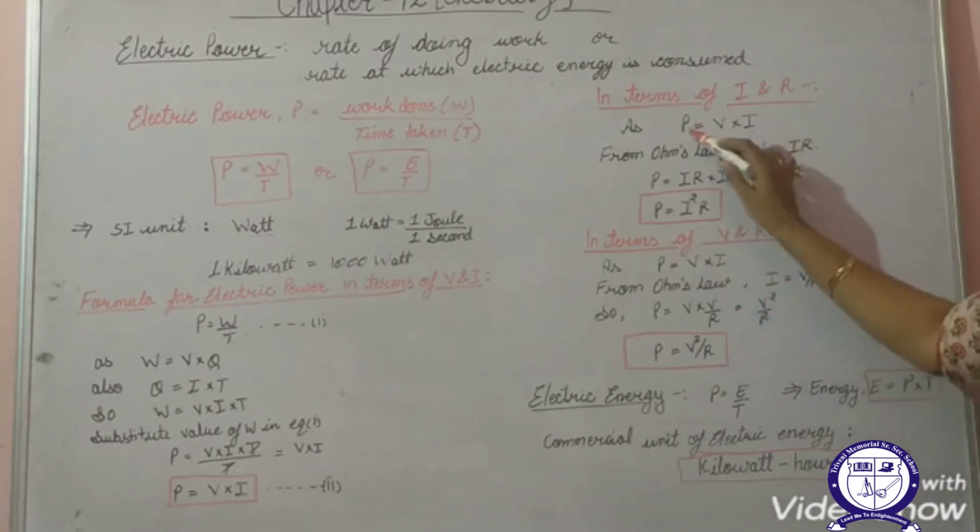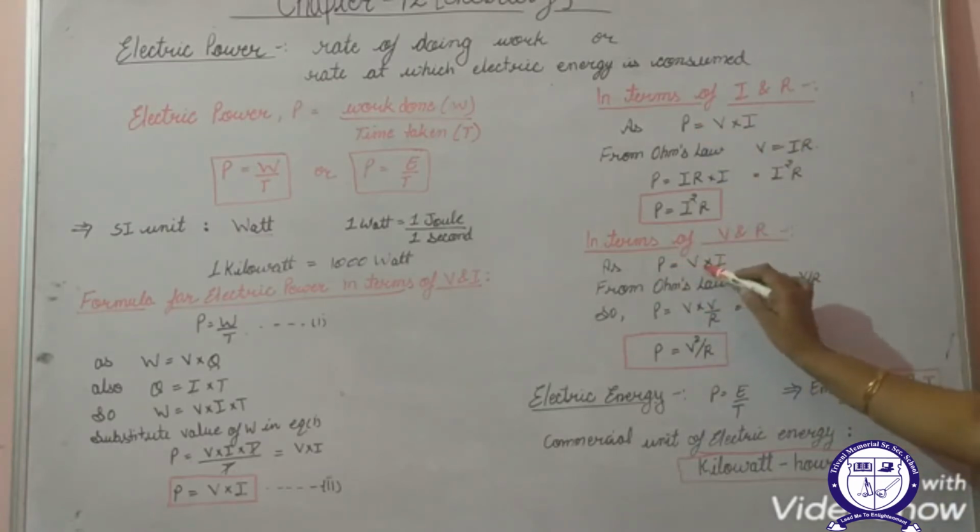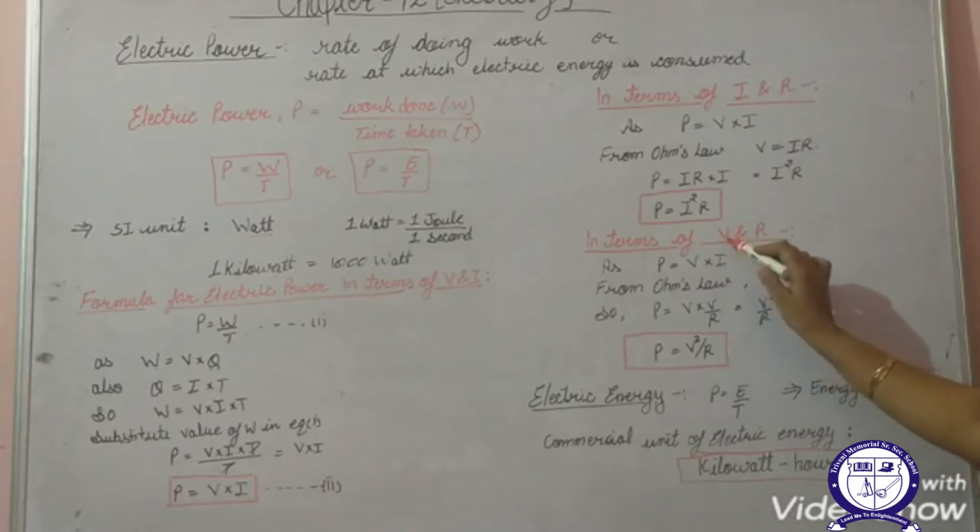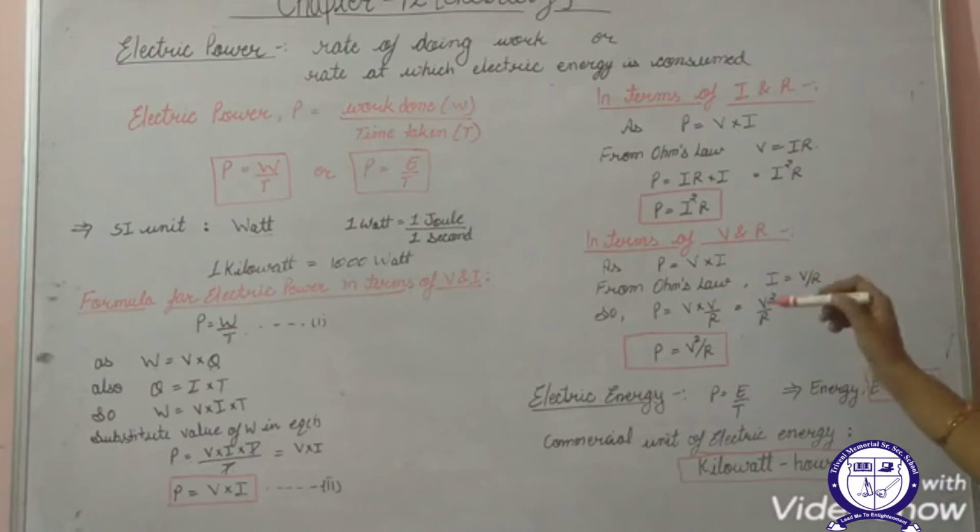Third one, again we'll start from here. Here I and V are there, but what we want is V and R. That means we want to replace the value of I here. So using Ohm's law, we'll substitute the value of I, that is I is equal to V by R.